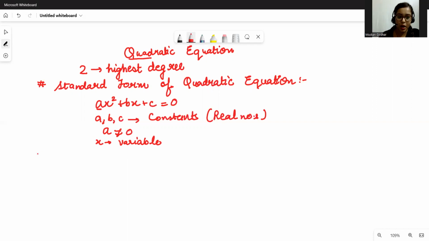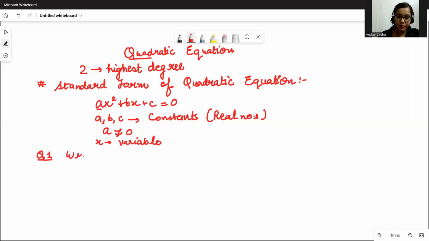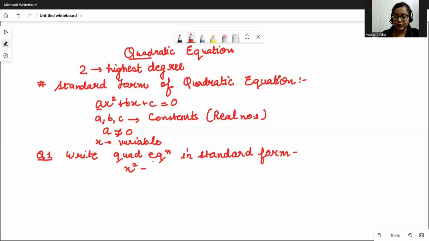So I hope you are clear with the standard form of quadratic equation. So let's do our question number 1. In this question, we have to write the quadratic equation in standard form. So my question is x square minus x by 7 minus 2. How are we going to proceed with it? First, we are going to solve the RHS side: x by 7 minus 2 divided by 1.